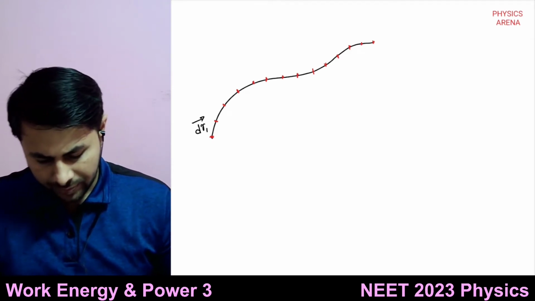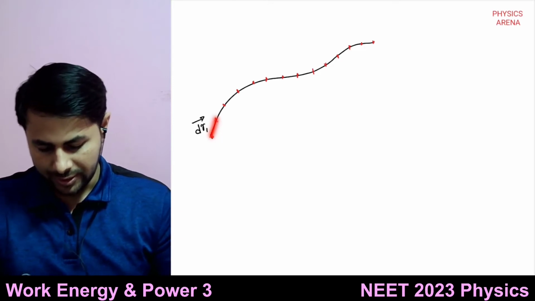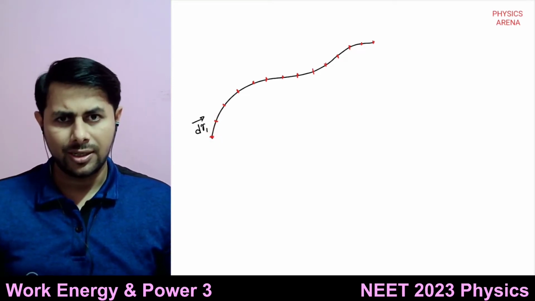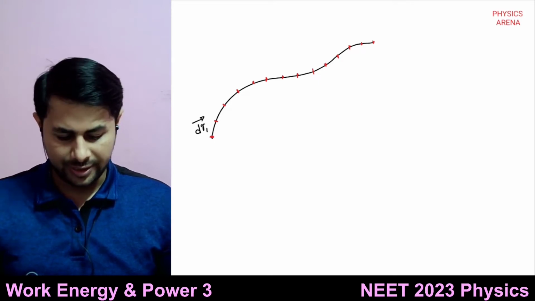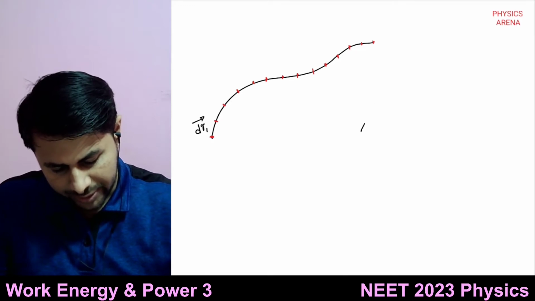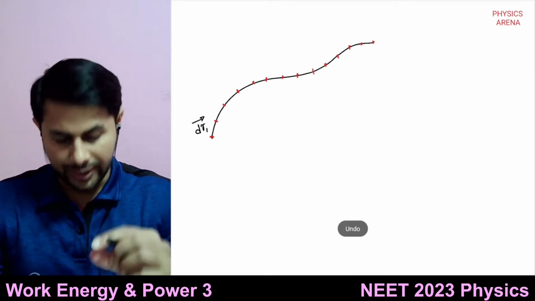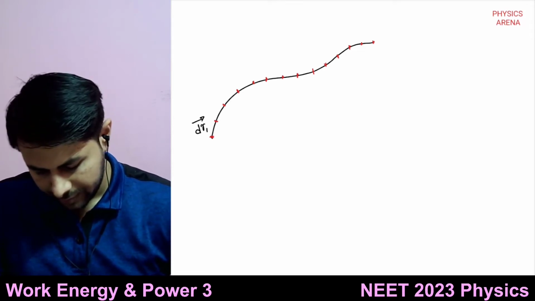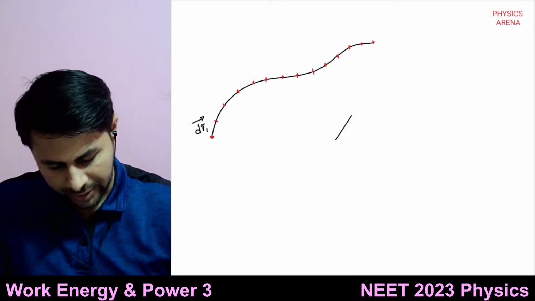So when I move the ball along this path, this segment can be considered to be a straight line if you take a sufficiently small segment. So I will zoom it. Let's suppose this is dr1.